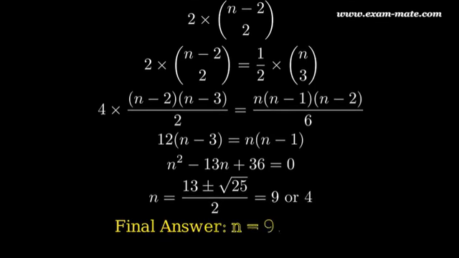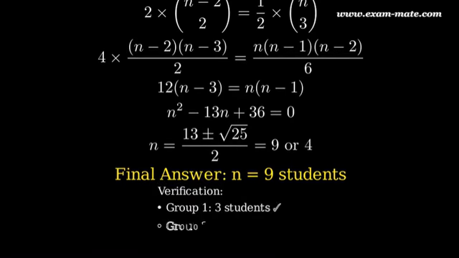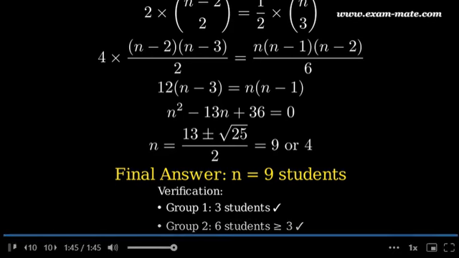Since we need at least 3 students in each group, n must be at least 6. Therefore, n equals 9 is our answer. Let's verify this makes sense. With 9 students, we'll have exactly 3 in the first group and 6 in the second group, satisfying our original conditions.